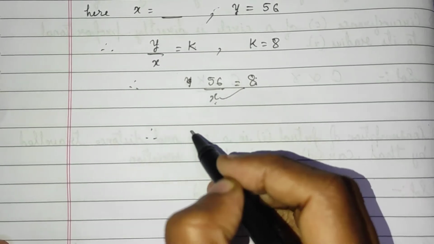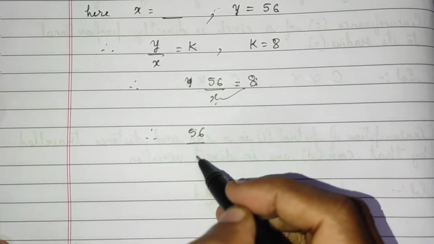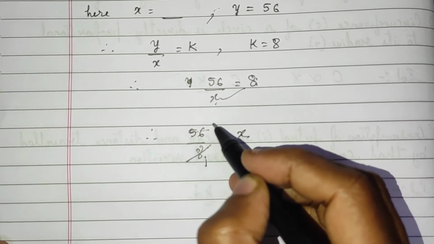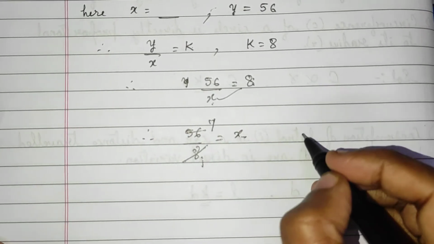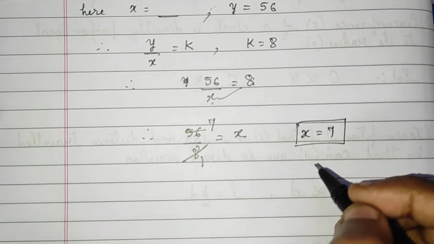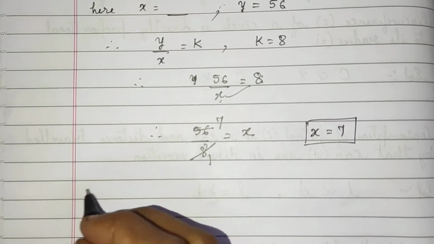So 56 upon 8 and x goes there. So 8 ones are 8, 8 sevens are 56. So value of x is equal to 7. Now fourth one.